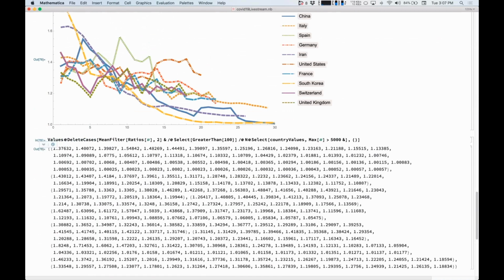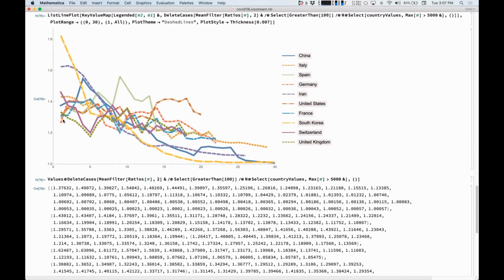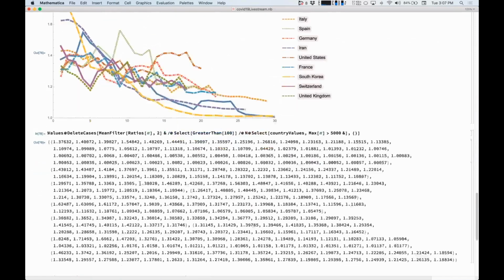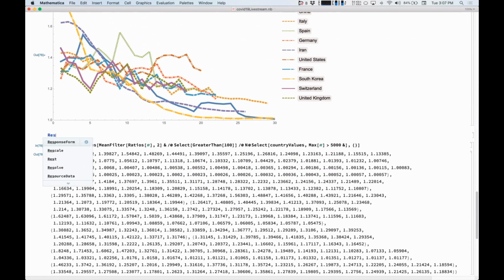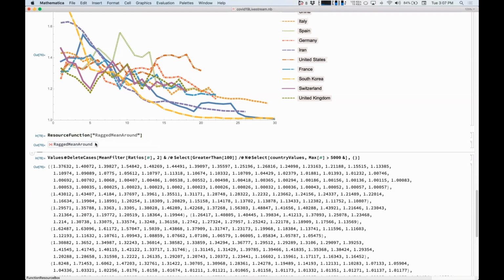Well, I guess we kind of want to, let's see. You're trying to make them all the same length, but what we want to do is take the average of all the ones that appear here, and then the average of all the ones that appear here, at each step. Right. I just wrote something actually called ragged mean around, which might be in the function repository. Just try saying resource function of ragged mean around. It seems like it's exactly the thing. Is this it? It might be it. Just try that.